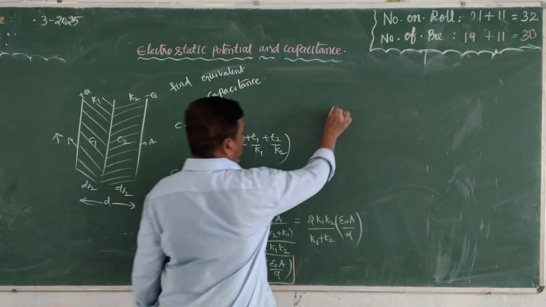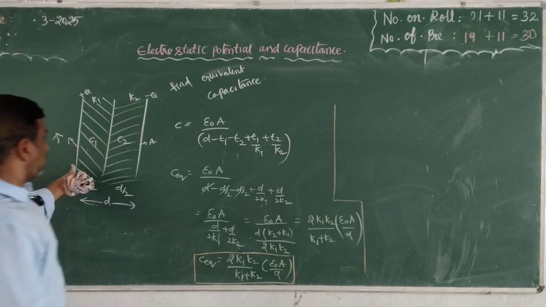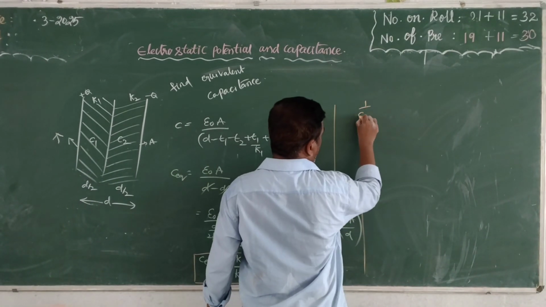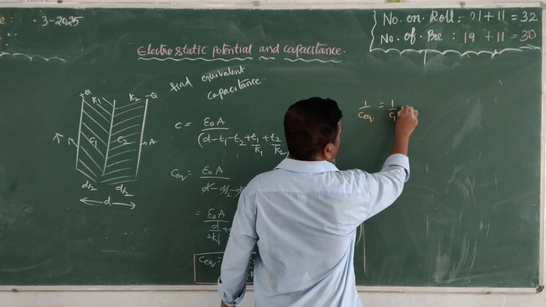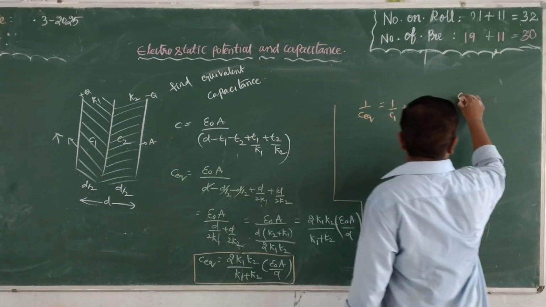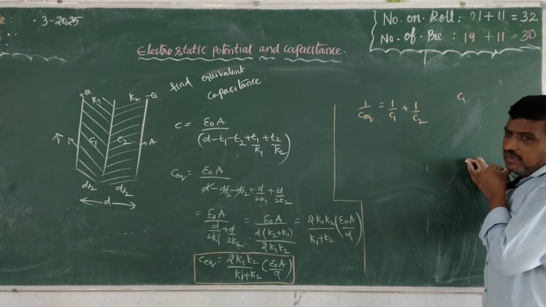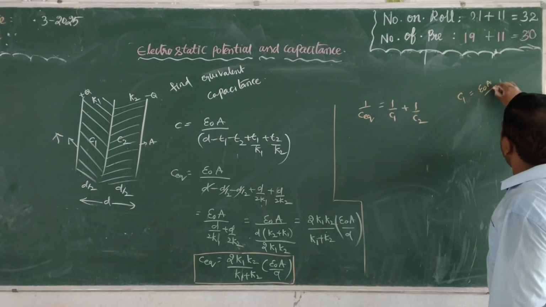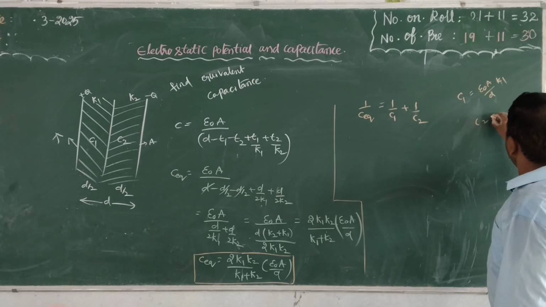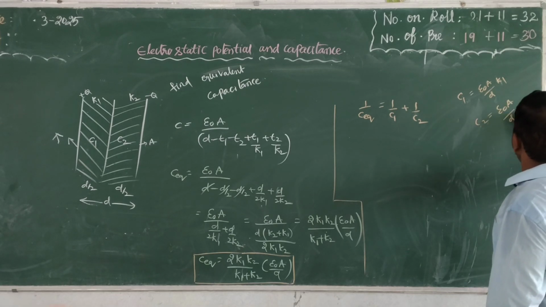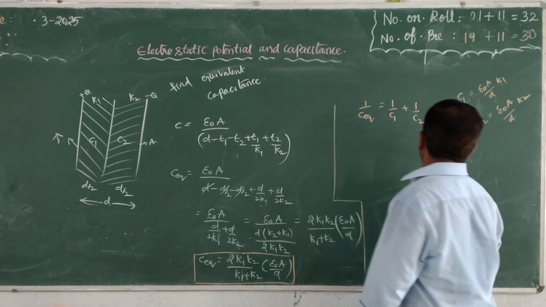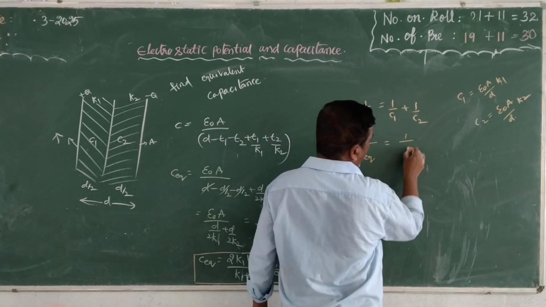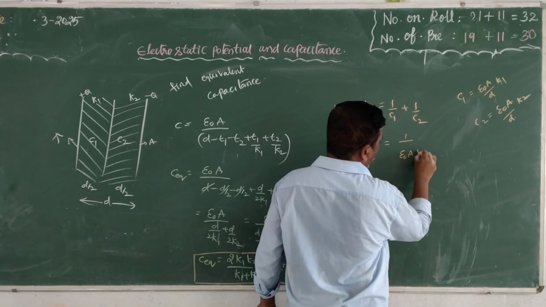Or we can use the series method. It is C1, it is C2, both are connected in series. In that case we can write 1 by C equivalent equal to 1 by C1 plus 1 by C2. First, C1 means the capacitance. When a dielectric is placed, capacitance increases. What is the capacitance of the first one? Epsilon naught A by D into K1. So C2 is epsilon naught A by D into K2 dielectric. So we can write 1 by C equivalent equal to 1 by epsilon naught A into K1.